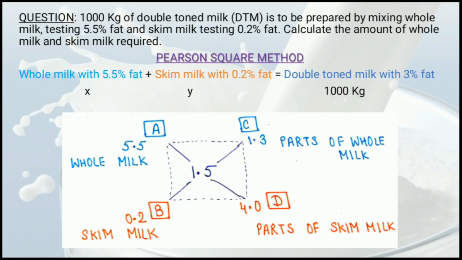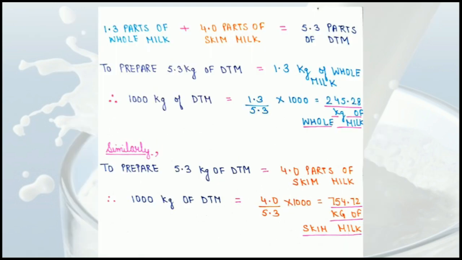Now the corner A is for whole milk, therefore corner C will also be for whole milk. Corner B is for skim milk, so corner D will be for skim milk only. So now we know that 1.3 parts of whole milk require 4.0 parts of skim milk. So again, by the unitary method, if we add 1.3 part of whole milk and 4 part of skim milk, it will give 5.3 part of double toned milk.